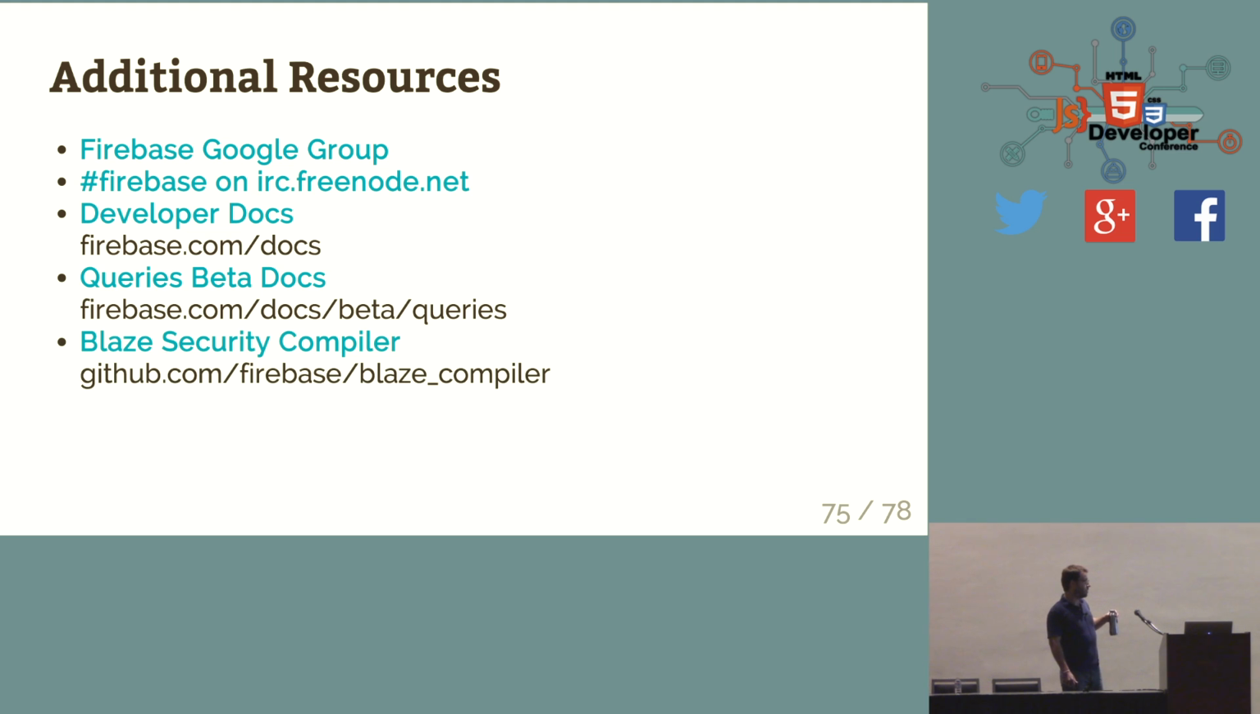And then that Blaze security compiler that I showed is on GitHub, and it works, and it's cool. And you should go check it out. And that's all I got. Any questions?